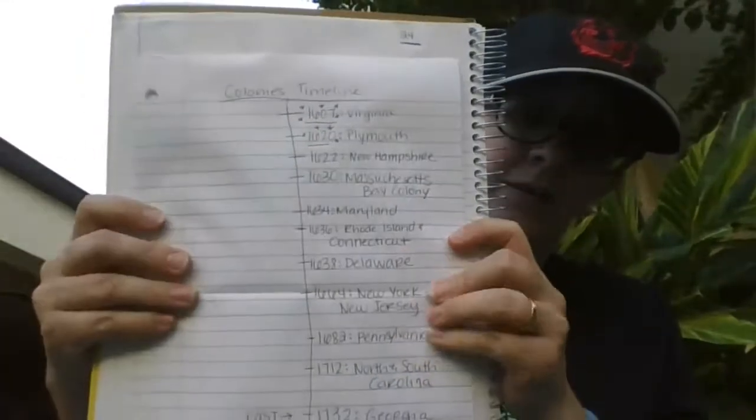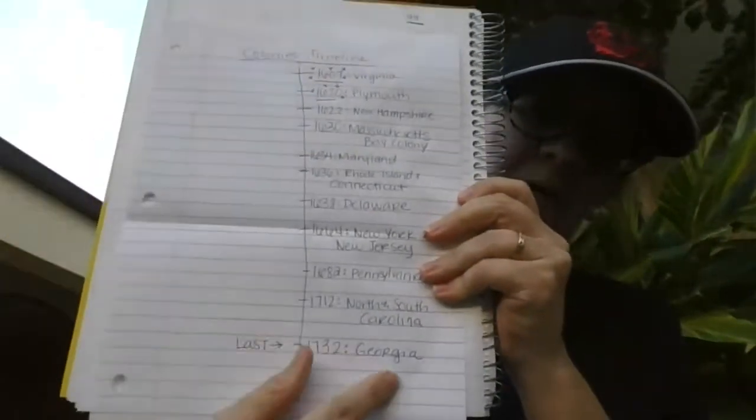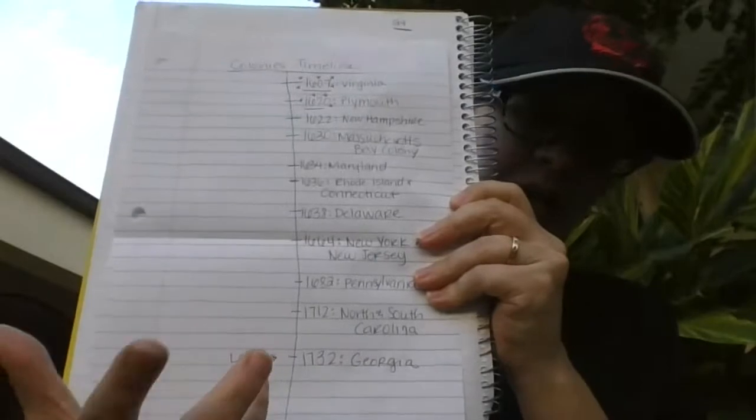Then going into Unit 2. Highlight on our colonies timeline, again, 1607 and 1620. Okay, and then the only other thing we really focused on was that Georgia is last. Georgia is the last colony.